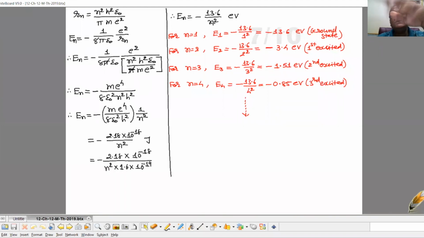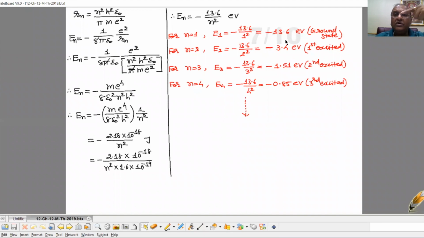So n equal to 1, that is ground state. So E1 is equal to minus 13.6 upon 1 square, that is minus 13.6 electron volt. This is the energy of electron in ground state. We already discussed this thing. This negative sign appears here, meaning when total energy comes to negative, then that is binding energy. If electron is revolving in ground state, it is bounded by this much energy.